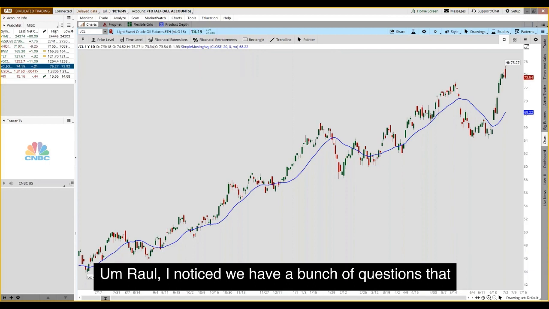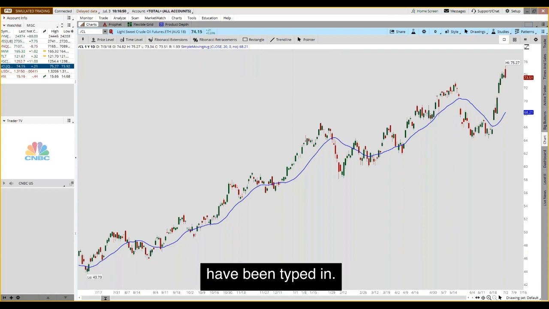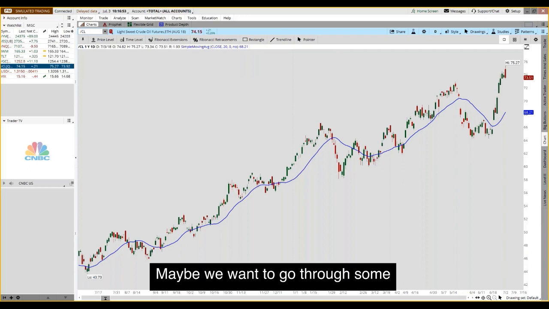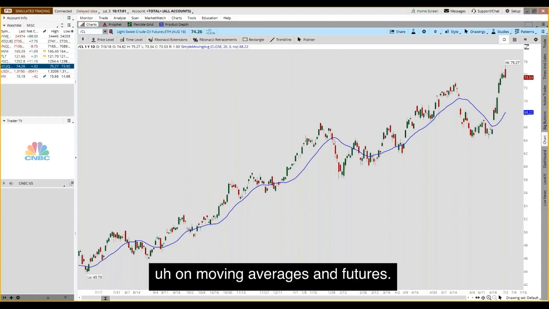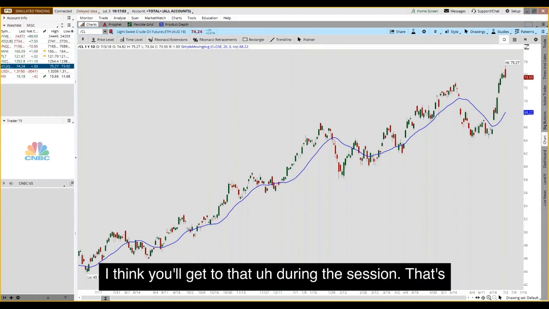Raul, I noticed we have a bunch of questions that have been typed in. Maybe we want to go through some of those before I go any further. Sure. Katie from Texas was asking if we can spend a little bit of time on moving averages and futures. I think you'll get to that during the session.